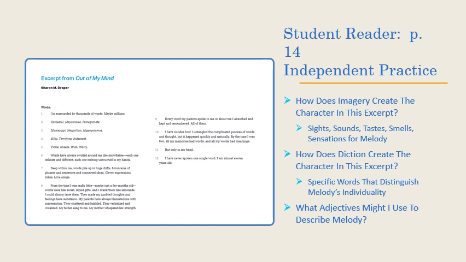My parents have always blanketed me with conversation. They chattered and babbled. They verbalized and vocalized. My father sang to me. My mother whispered her strength. Every word my parents spoke to me or about me I absorbed and kept and remembered, all of them. I have no idea how I untangled the complicated process of words and thought, but it happened quickly and naturally. By the time I was 2, all my memories had words, and all my words had meanings, but only in my head. I have never spoken one single word. I am almost 11 years old.